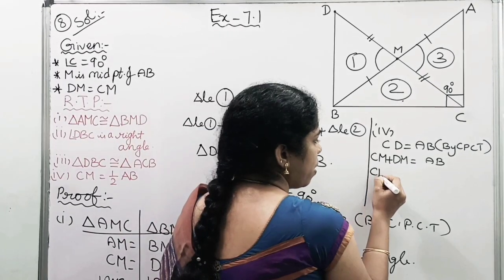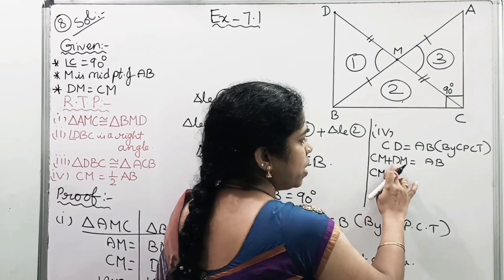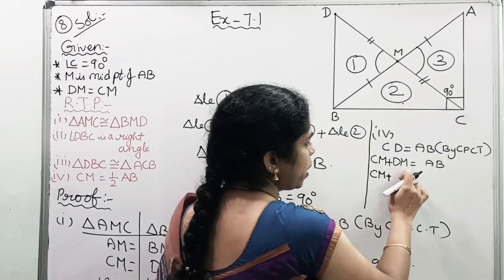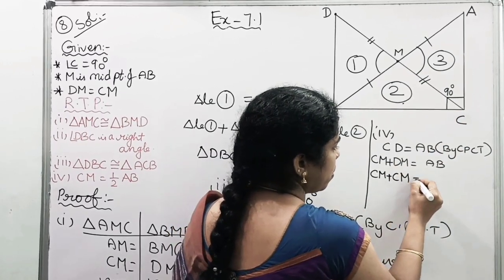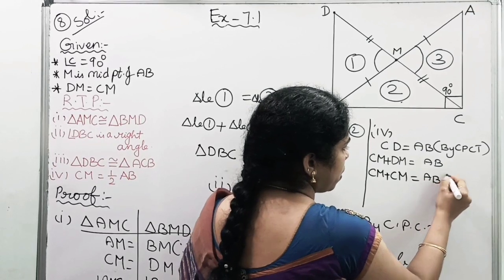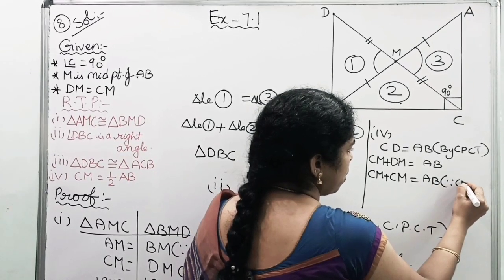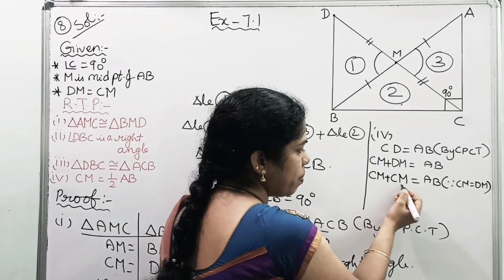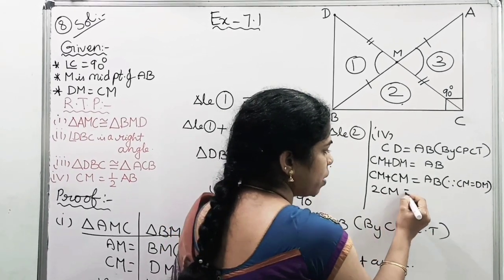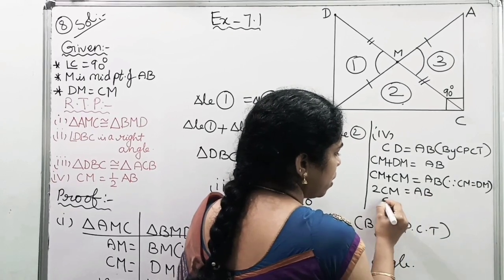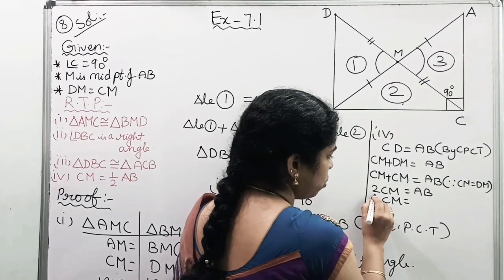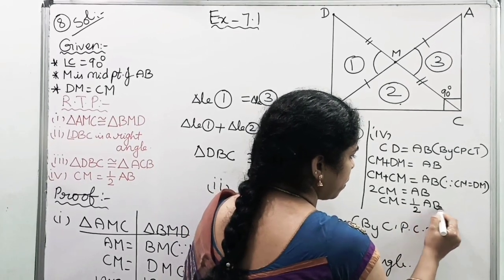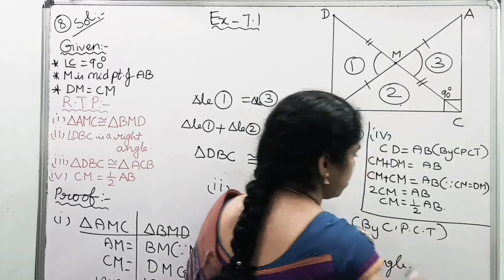So, instead of DM we can replace it with CM, since CM is equal to DM. Now, CM plus CM is 2CM is equal to AB. CM is equal to AB by 2. If you transpose that side, it will be half of AB. So, hence proved.